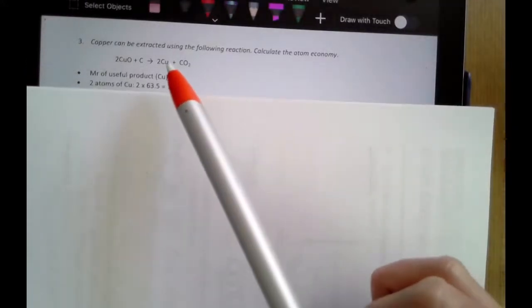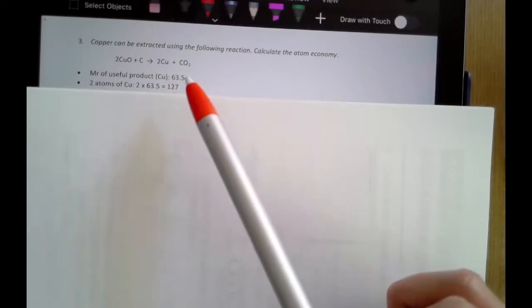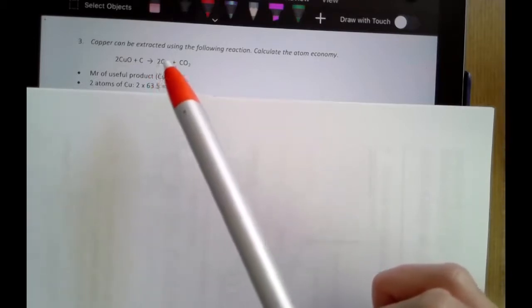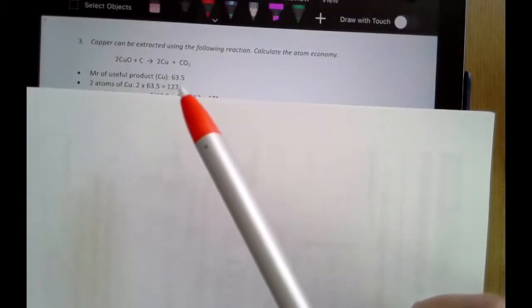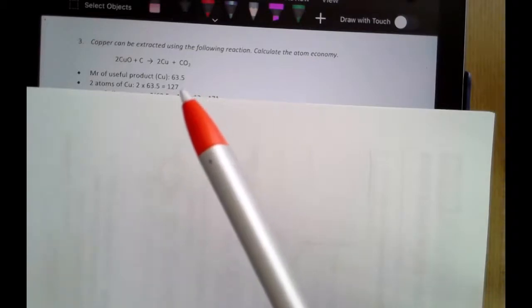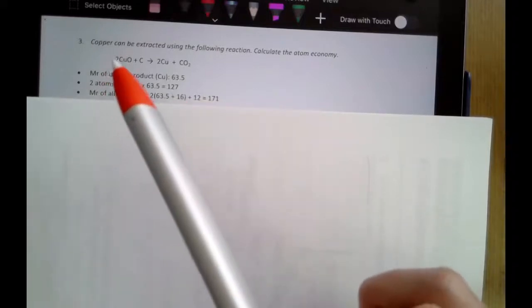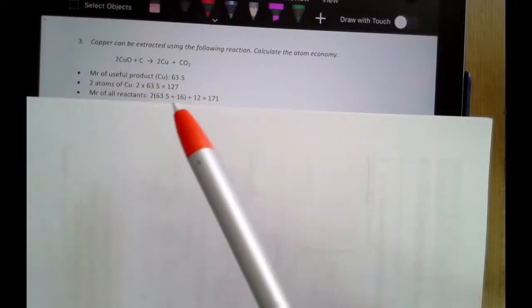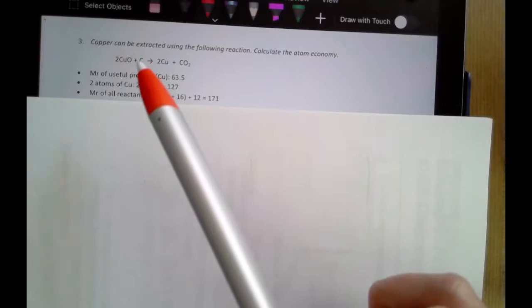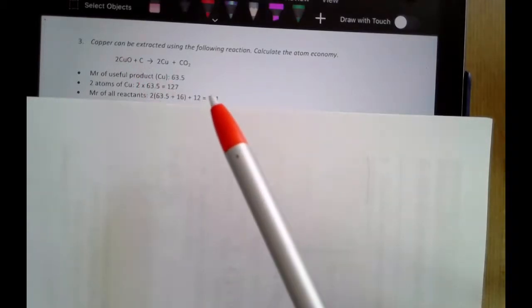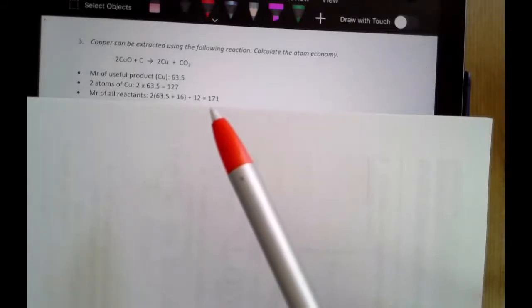Calculate the atom economy. So your useful product is copper. You've just got one copper atom, so it's 63.5. But again, you are producing two equivalents of copper each time. So you're going to be multiplying that by 2 and you're getting 127. That's your total formula mass of your useful product. You need to get the formula mass of all of the reactants. So I'm using 2 equivalents of copper oxide. So I find the formula mass of copper oxide and I multiply it by 2. And then I've just got 1 atom of carbon there. So that's going to be plus 12. So in total, I've got 171 for my reactants.